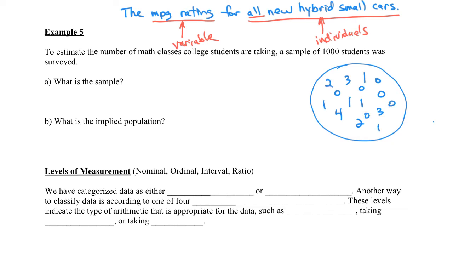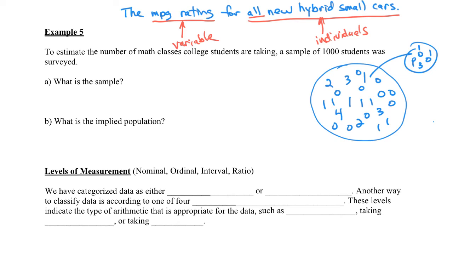So we've just got tons and tons of numbers, and probably a lot of zeros and ones. And we just keep on going. There's millions of students. And out of this entire population, we take a sample of 1,000 students. So we have 1,000 numbers here.